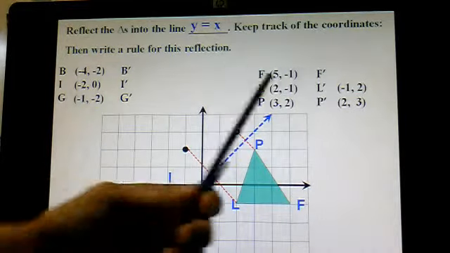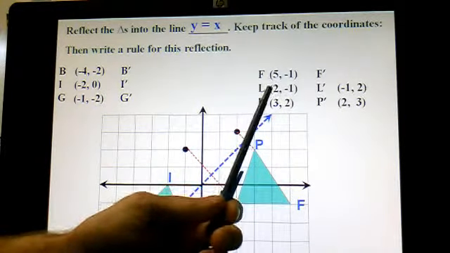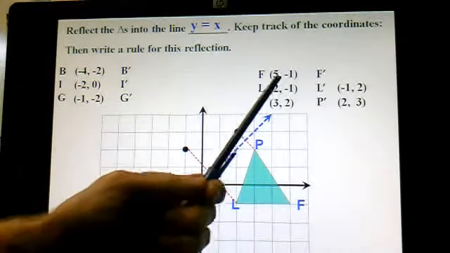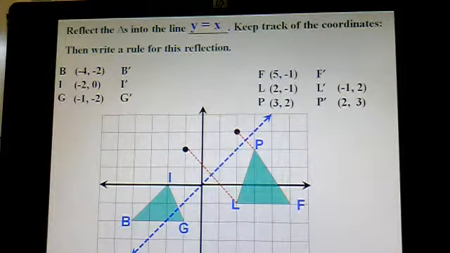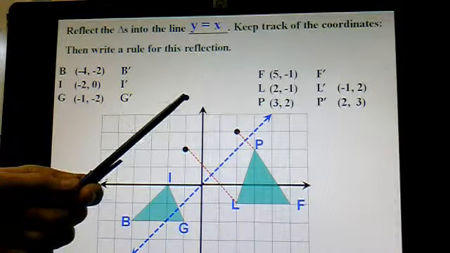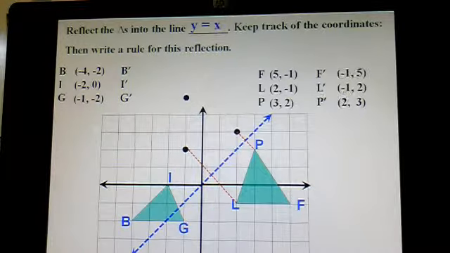Hopefully it's obvious that these are just switching. X, Y is flipping around. Now it's Y, X. They've reversed. If that worked, (5, -1) should become (-1, 5). It works to find F prime. So you've come up with this way to predict any reflection over the line y = x: it's just going to reverse the coordinates.